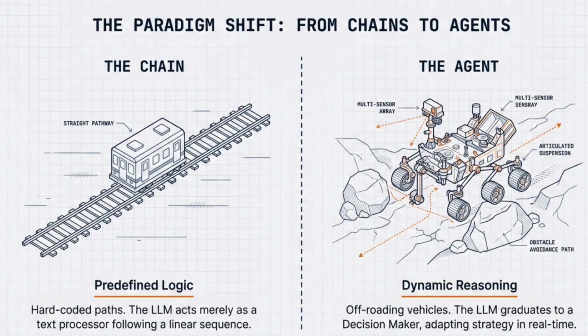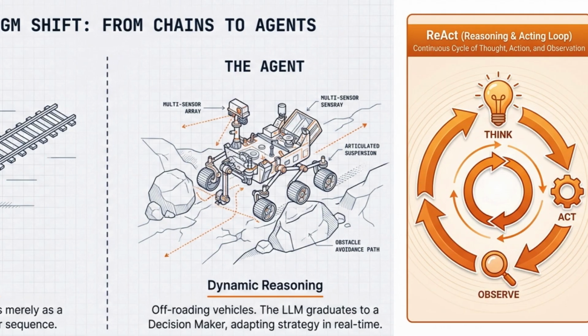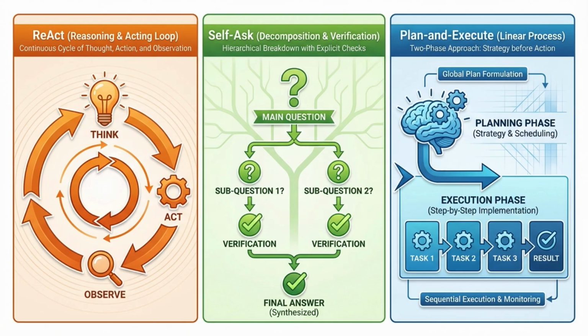Here's the shift. Chains have hard-coded paths. Agents have dynamic reasoning. The LLM graduates from being a text processor to being a decision maker that adapts strategy in real time. This is the paradigm shift from using AI to building with AI. Three patterns you need to master.